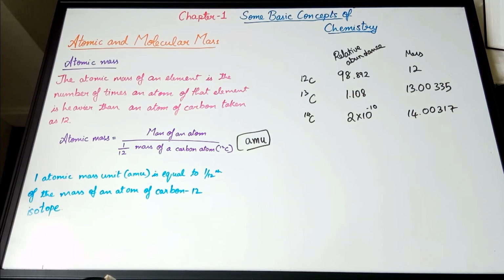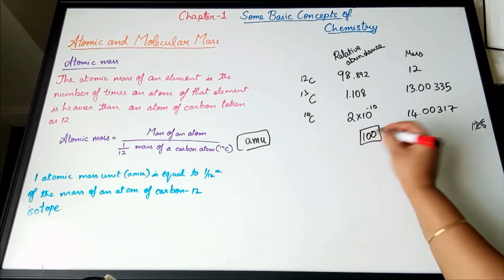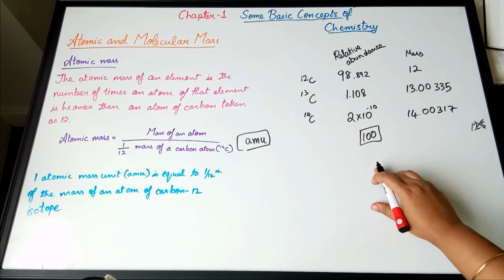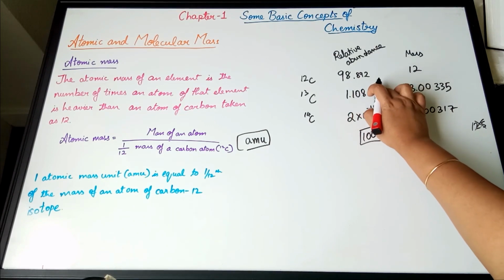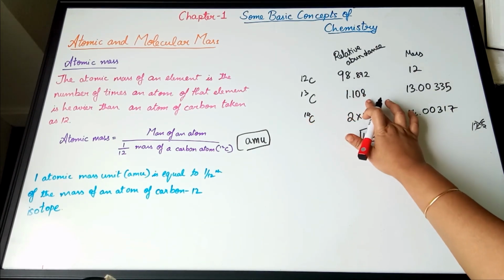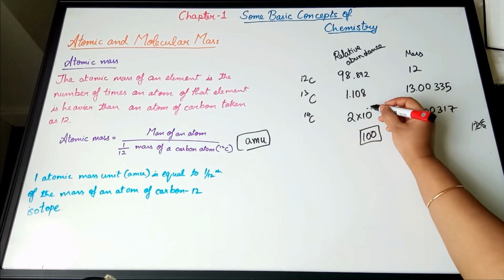Now obviously, when I told you that if we had considered just C-12 and C-13 with their masses and just calculated, the value was coming as 12.5, which is wrong. So let's assume we have 100 atoms of carbon, out of which 98.892 could be C-12, 1.108 could be C-13, and 2 into 10 to the power minus 10 could be C-14.